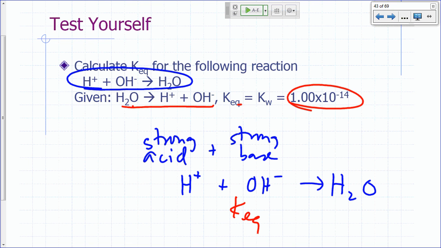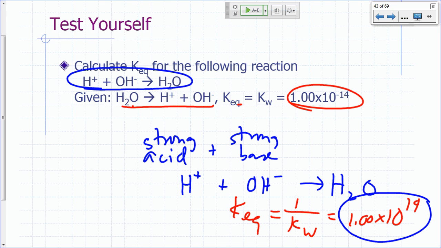So what's the KEQ for this one? If you flip it, it's just going to be 1 over KW, which is 1 over 1 times 10 to the negative 14. So that's going to be 1.00 times 10 to the 14. Now, look at that number. Is that a very large number or a very small number? Very large number. So you would expect anytime you put H plus and hydroxide together in water, you pretty much have a complete neutralization. Your limiting reactant will pretty much be consumed, with only trace amounts remaining. So if you have a strong acid, strong base reaction in the lab, you would expect a complete reaction. In this case, the equilibrium will be all the way to the product side because you have a very large equilibrium constant.